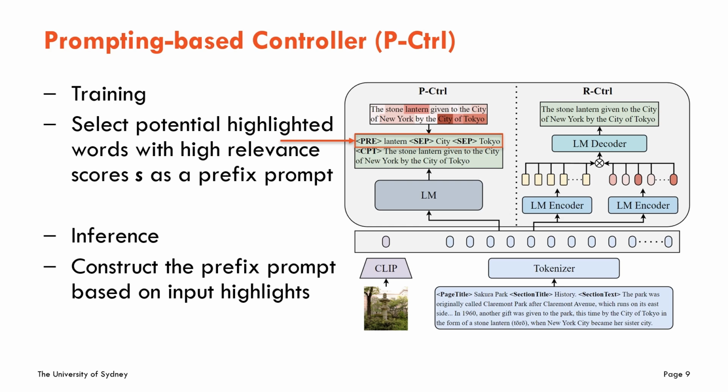Firstly, there's the prompting-based controller. During training, we select words with high relevance scores and prefix them to the label captions. The model will spontaneously learn to condition its output based on the prefix. During inference, we can construct similar prefix prompts based on user-selected highlights for controlled generation.